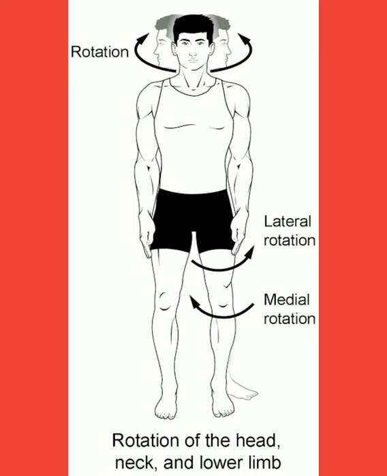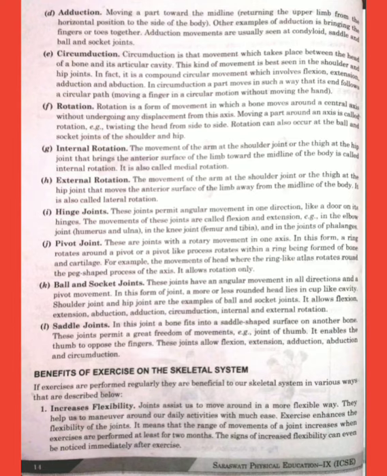So internal rotation is also there, which we call medial rotation also. So the movement of the arms at the shoulder or the thighs at the hip joints that bring the anterior surface of the limb towards the middle line of the body, then it is called internal rotation or medial rotation. And in case of external rotation, the movement of the thigh at the hip joint moves the anterior surface of the limb away from the midline of the body. And this is called lateral rotation or external rotation.